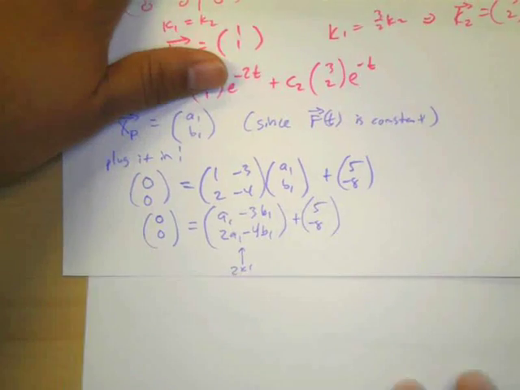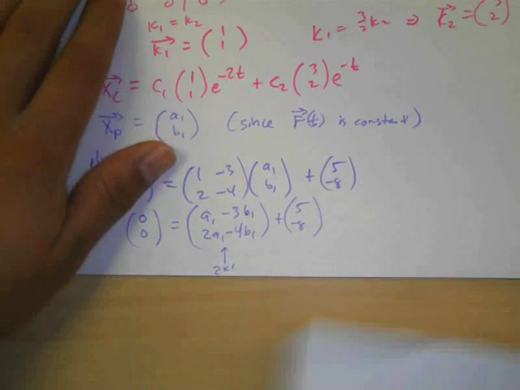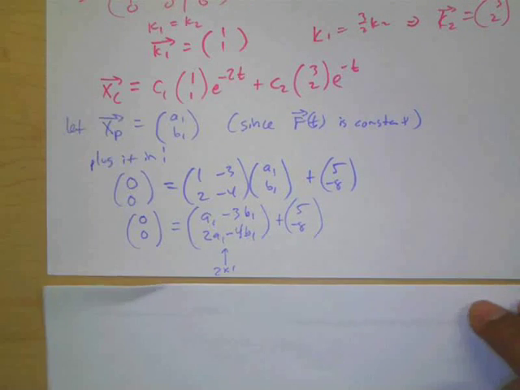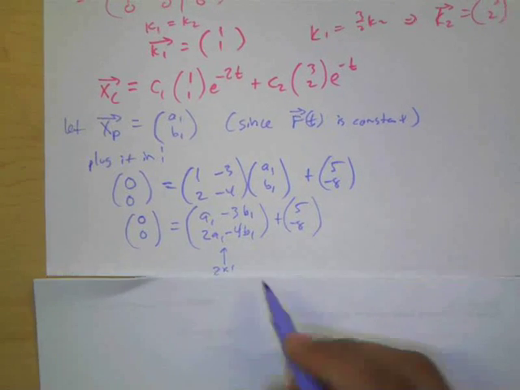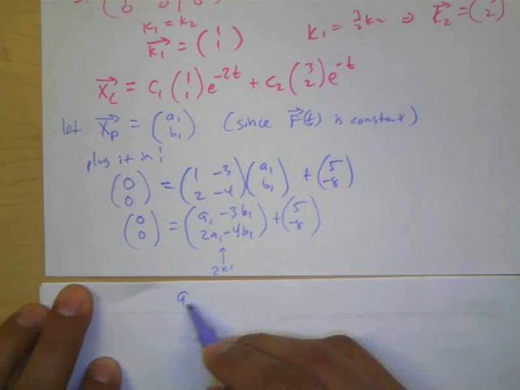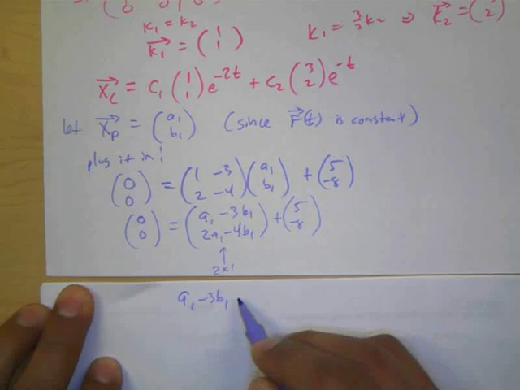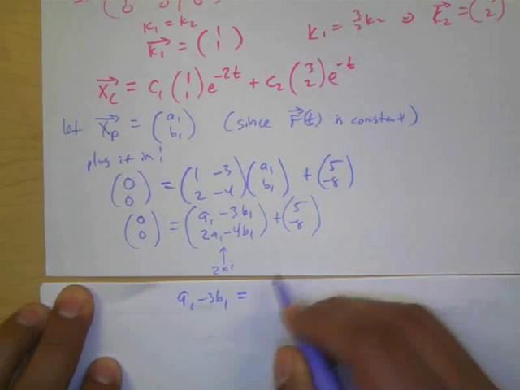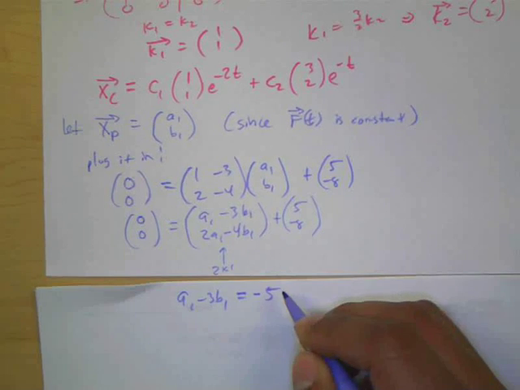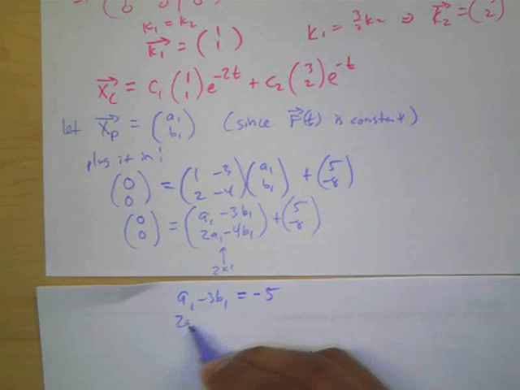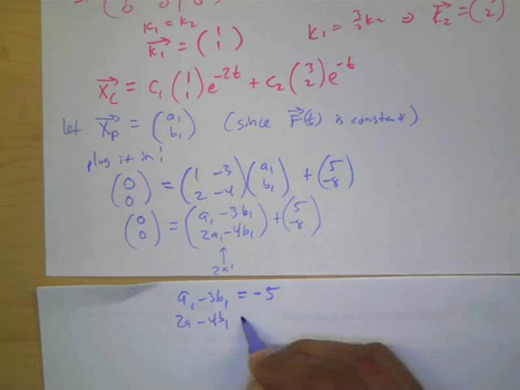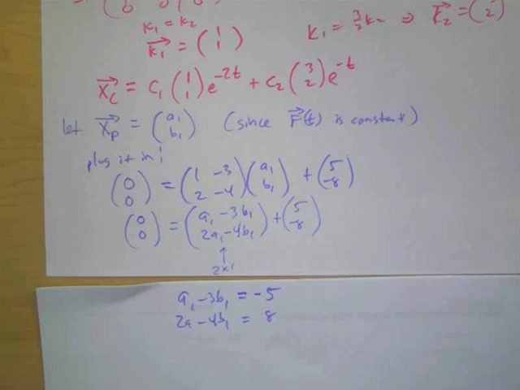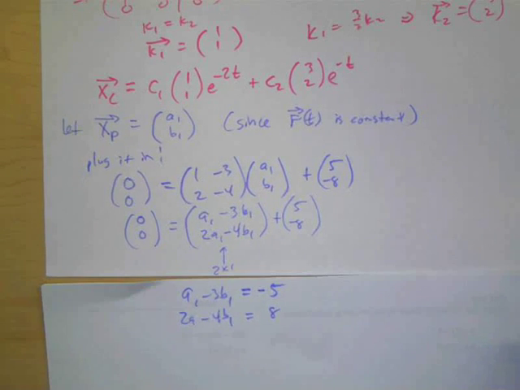Okay. So now from here, we have a system. The first equation is that A1 minus 3B1 has to equal, if I move the 5 over, negative 5. And then 2A1 minus 4B1 would have to equal 8. Solve the system, why don't you? What do we get?